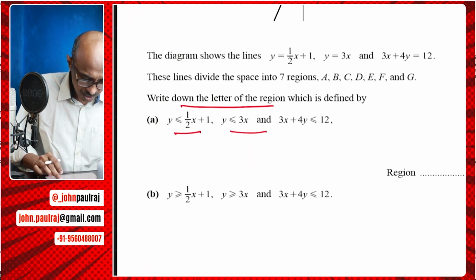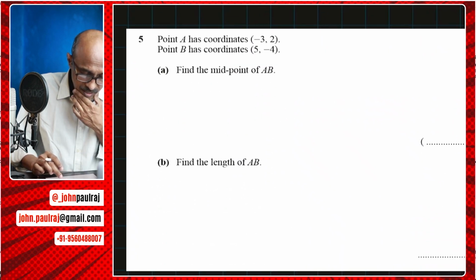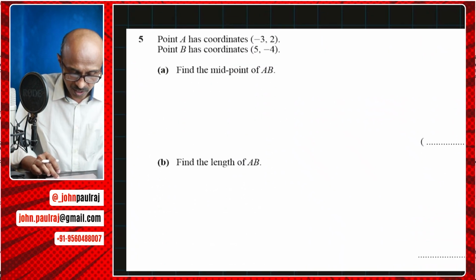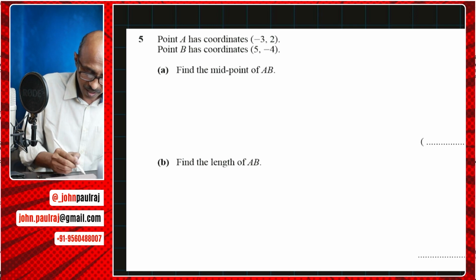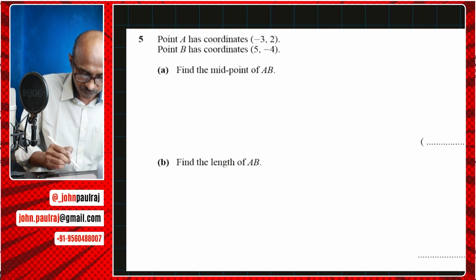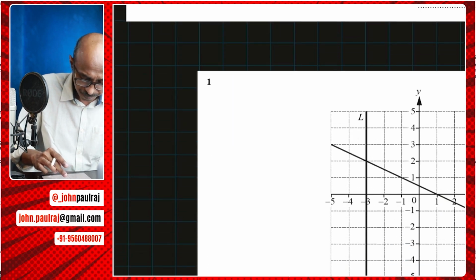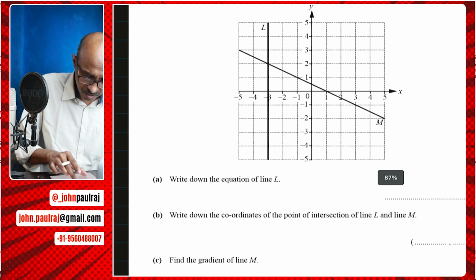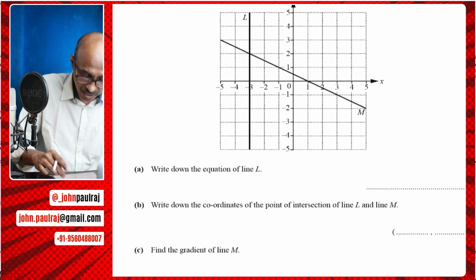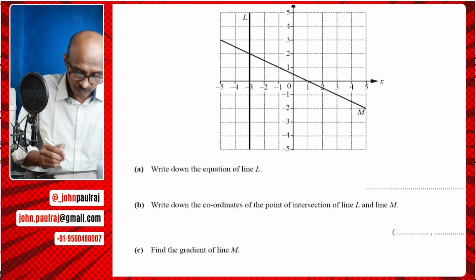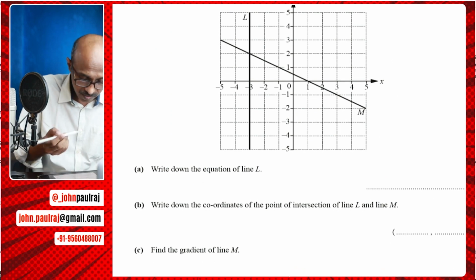Okay, those are about inequalities. And then in coordinate geometry, you also have questions where you have to find the midpoint using the midpoint formula, or the length of the segment joining those 2 points, that is the distance formula. The line is given. They've given you a line and you have to write the equation of the line. Dekh ke likhna hai, the equation of line L. Oh, this is the vertical line L. Okay. X is equal to -3.